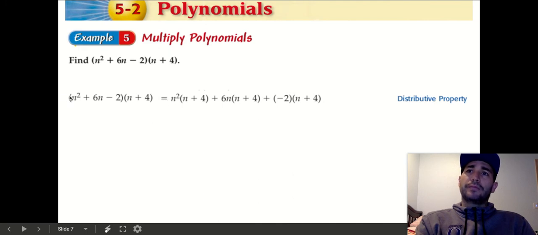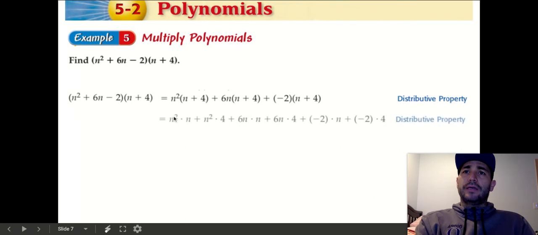Basically I'm taking each term and multiplying it with everything in that second parentheses. So now I can use the distributive property here. n squared times n, n squared times 4, 6n times n, 6n times 4, negative 2 times n, negative 2 times 4. And then it just comes down to simplifying.